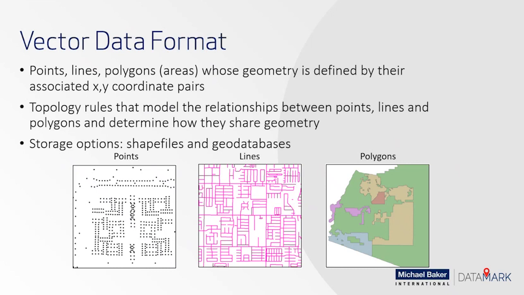Now, topology is a word that we use in GIS that really defines the relationships either between individual address points or individual road center lines or individual polygons, or it can also define the relationship among layers. For example, if I were to say all of my address points should be contained within my county boundary, that is a type of topological relationship.